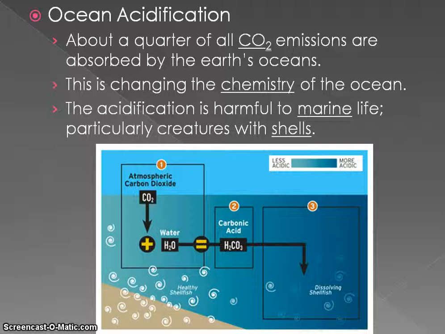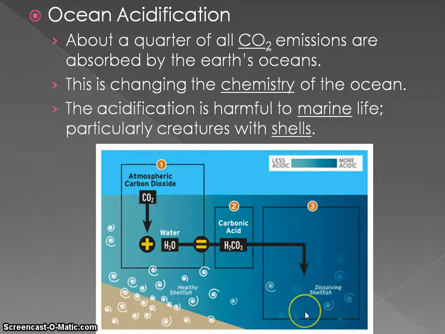Another problem with increased carbon dioxide levels in the atmosphere is ocean acidification, and this has just recently come to light from scientists. About a quarter of all CO2 emissions are absorbed by the Earth's oceans. This is changing the chemistry of the ocean. It's making the acidification more, and this will dissolve shellfish. The shellfish need a certain pH to live. And the more acidic it gets, the less healthy it is for them.